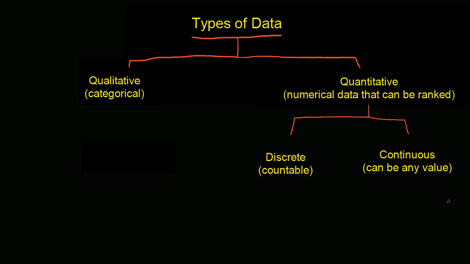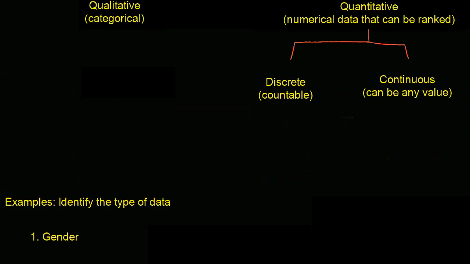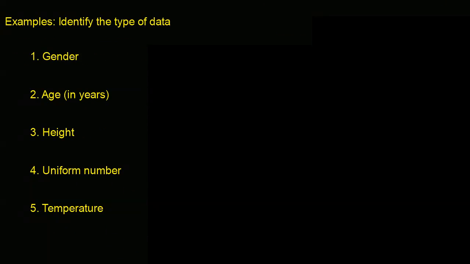Now let's go ahead and do several examples where we need to identify the type of data. Starting with gender. That's going to be male, female, maybe there'll be a third option for another type of gender. But gender is going to be a category, so it will be a qualitative type of data. And from qualitative, there's no further breakdown, so we just leave it there. It's qualitative.